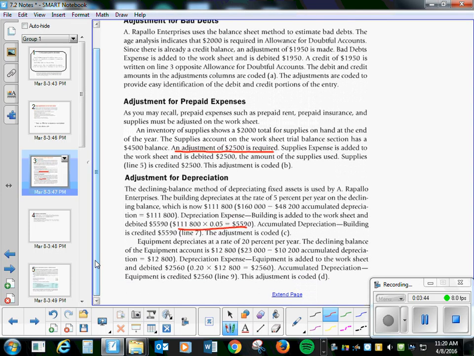Equipment depreciates at a rate of 20% per year. The declining balance of the equipment account is $12,800. It was $23,000 minus the $10,200, which is in the accumulated depreciation. We need to add the depreciation expense equipment to the worksheet, and we need to debit it $2,560, which is 20% of what it's now worth. Accumulated depreciation equipment is credited $2,560 on line 9, and we code that adjustment as D.